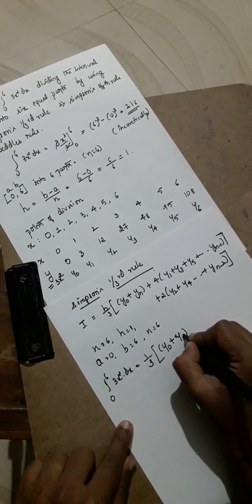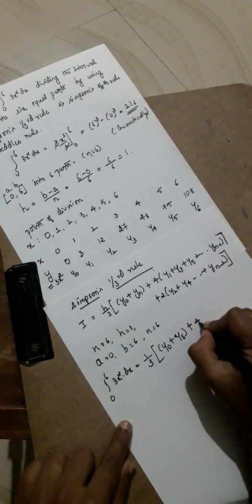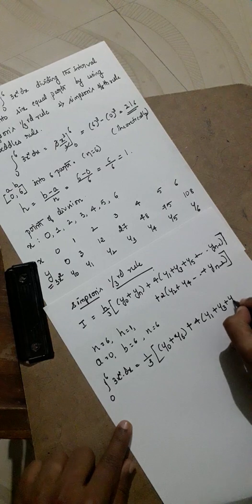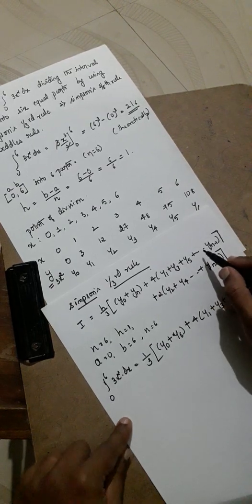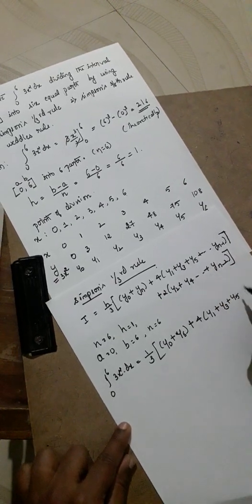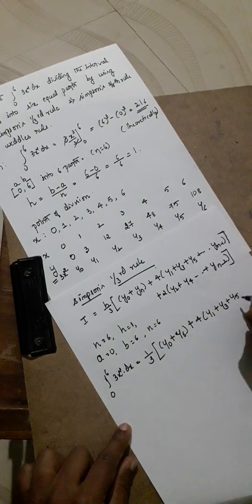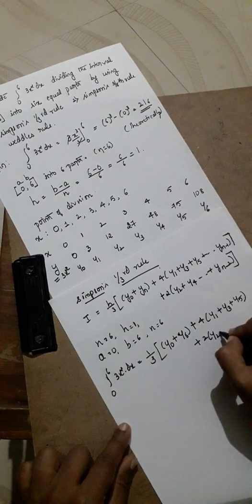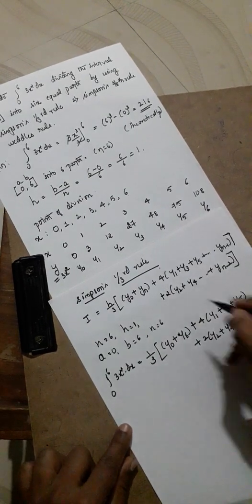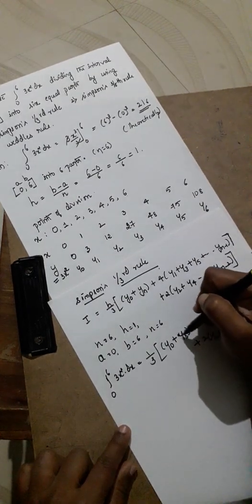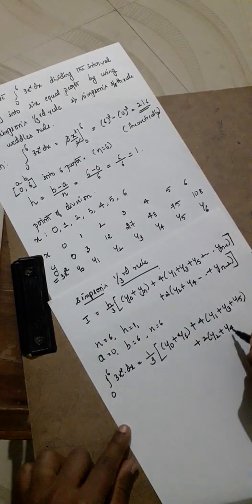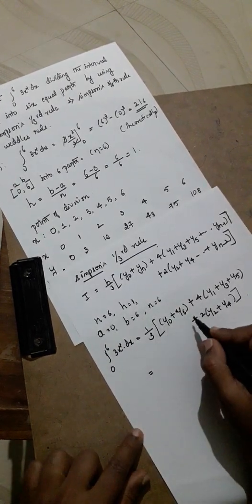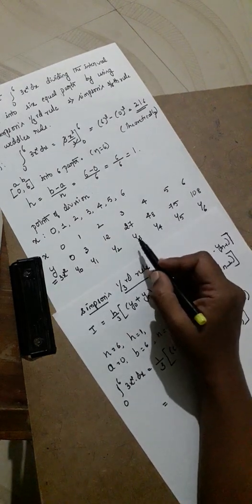So we write y6, plus 4 times of y1, y3, and y5. We don't write y7 by continuation, because we don't have the value of y7, so we have to stop here. Plus 2 times of y2 and y4. y6 we have already used as the end value, so we don't write it again. We have only two values, y2 and y4. Close the bracket. Then we have to substitute all these values using the table.